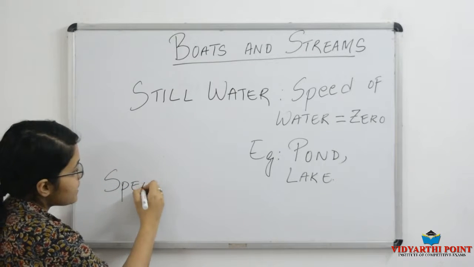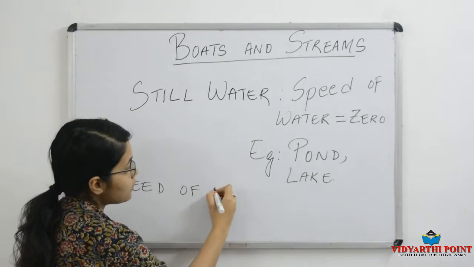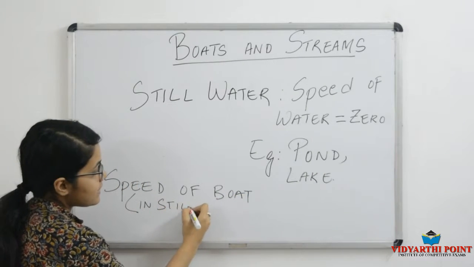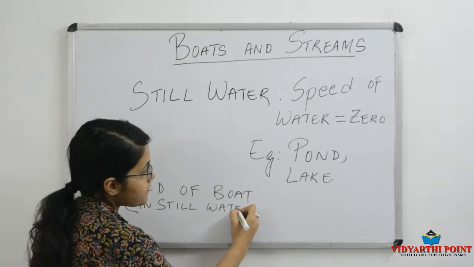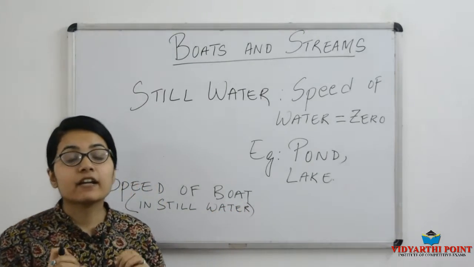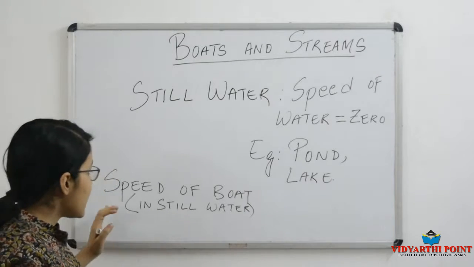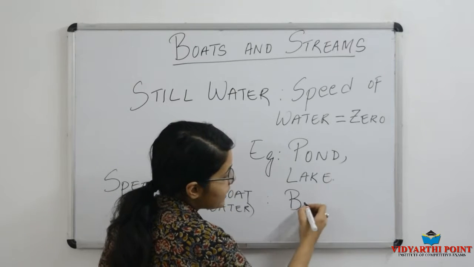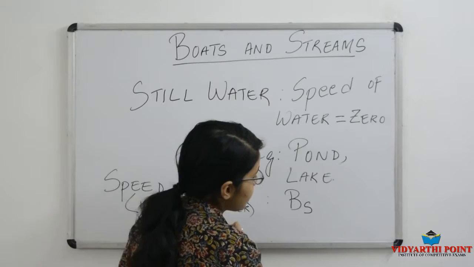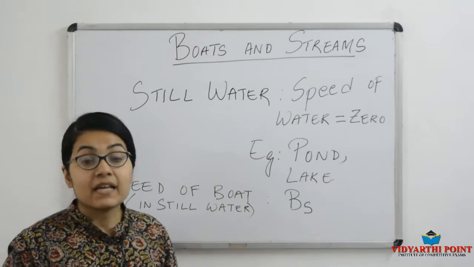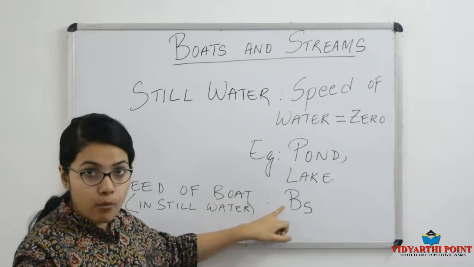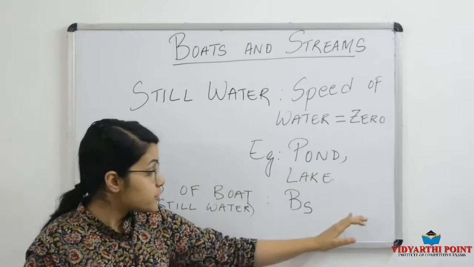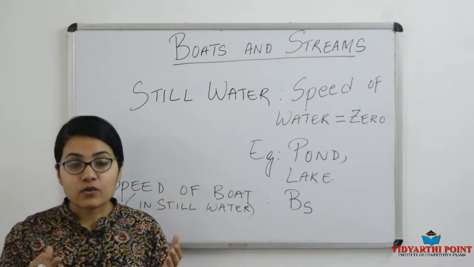Now consider a boat is moving in a pond or lake, that is in still water. So the speed of boat in still water will be independent of any other factors. Here the speed of the boat will be denoted as BS, that is speed of boat. Now this was all about speed of boat when the water was still.